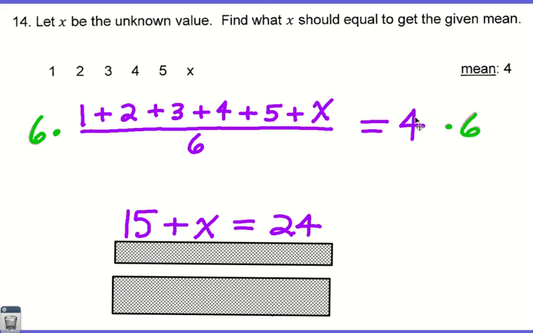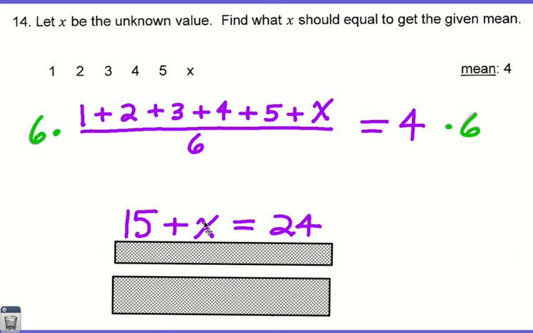And so this side becomes 24, and the 15 came from just doing the 1 plus 2 plus 3 plus 4 plus 5. All these numbers together right here are going to be just 15. So multiplying both sides by 6 gets rid of that 6, and adding all those numbers together, you get the 15.